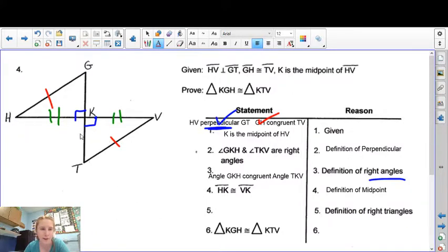So then I say, hey, look, it's a right triangle. So then I can say that triangle KGH and triangle KTV are right triangles. Again, I've got a right angle, I've got a hypotenuse, I've got some legs. So therefore, these triangles are congruent by hypotenuse leg. It's a long one.